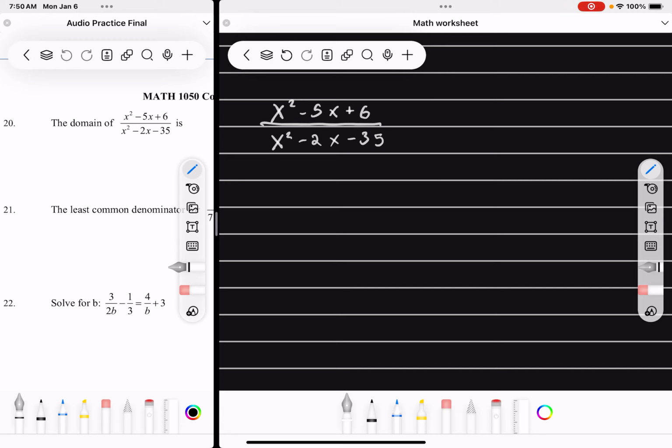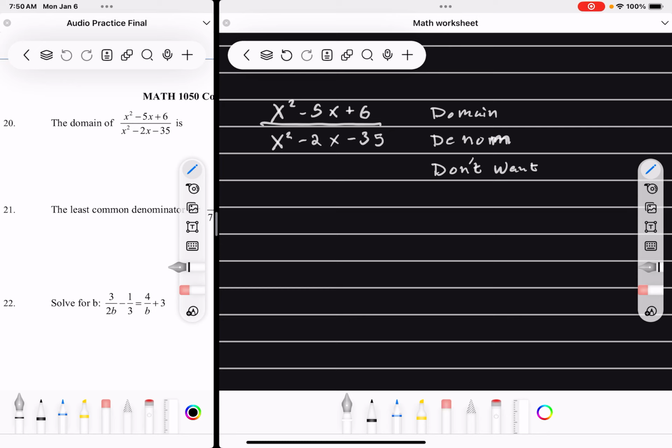This is question number 20 of the practice final. So in this case, they're asking for the domain of a fraction. Even though the fraction has a trinomial on it, we're still going to work this. So a domain means denominator, and specifically what you don't want. Okay? So what do we not want in the denominator?